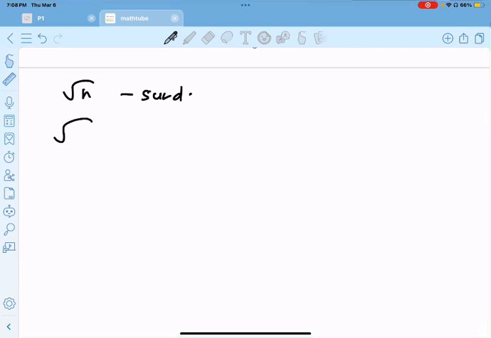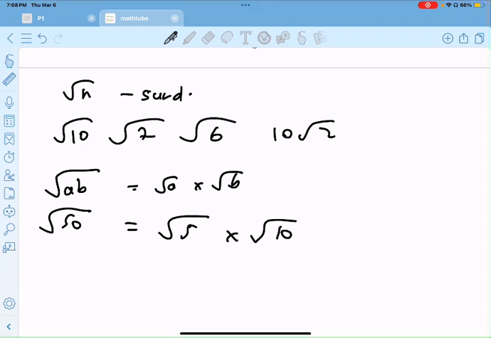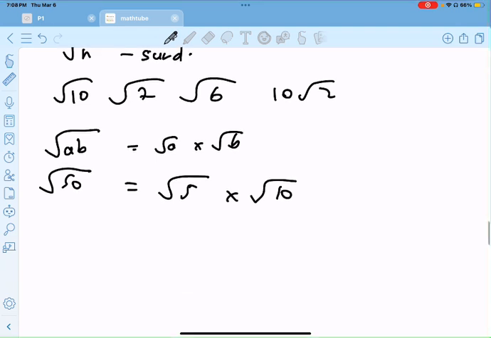Examples of surds: root 10, root 7, root 6, and so on and so forth. There's also like 10 root 2 and all that stuff, but let's just continue. So root AB will be equal to root A times root B. An example, root 50 is equal to root 5 times root 10. You can put this in the calculator and confirm it'll give you the same thing.